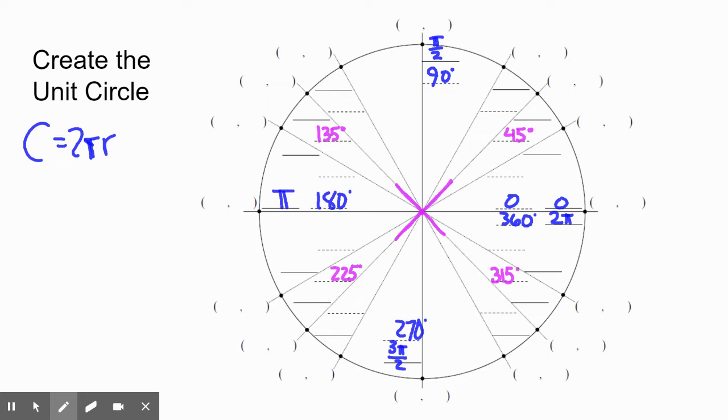So we've got 0, 1/2 pi is 90 degrees, pi is 180. If 1/2 pi is 90, then 1/4 pi is 45, right? So that's pi over 4. And 2/4 pi is 90, so 135 is going to be 3/4 pi. We're going to put 3 pi over 4 there. And then 225 is going to be 5 pi over 4.